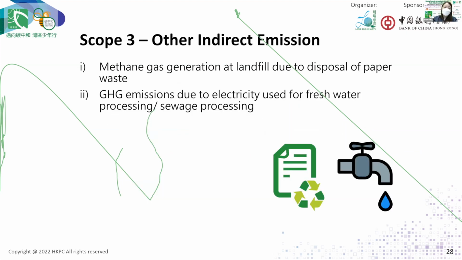And the last scope of the carbon audit is scope 3. It refers to other indirect emissions. It is not mandatory, but you can consider other emission sources based on your own operations. And the guideline has shown that the two most common scope 3 emissions are due to the disposal or recycling of paper waste, or the electricity used for freshwater processing or sewage processing.